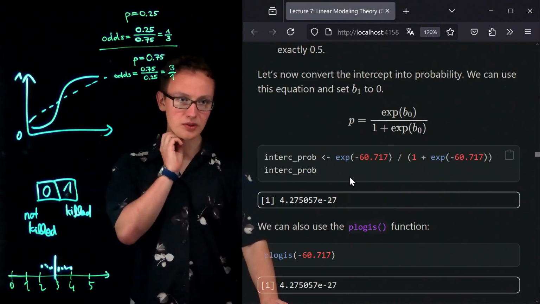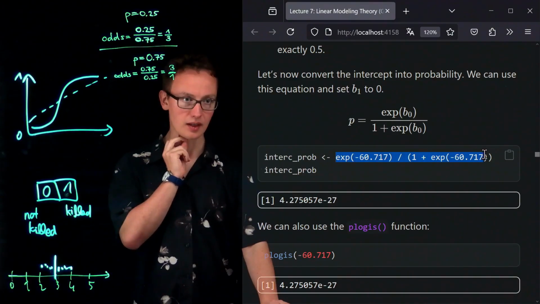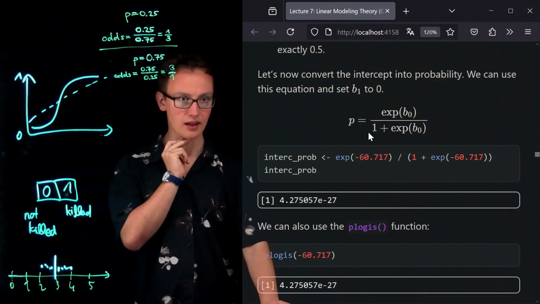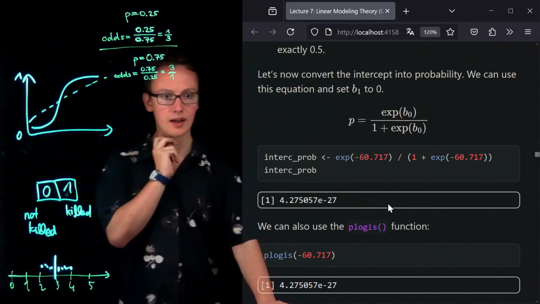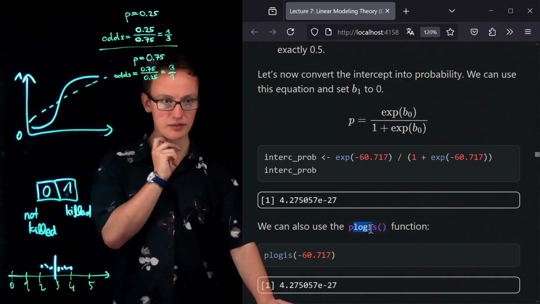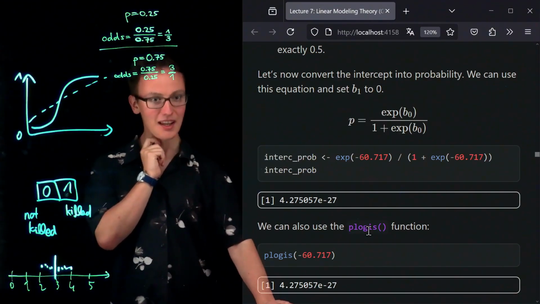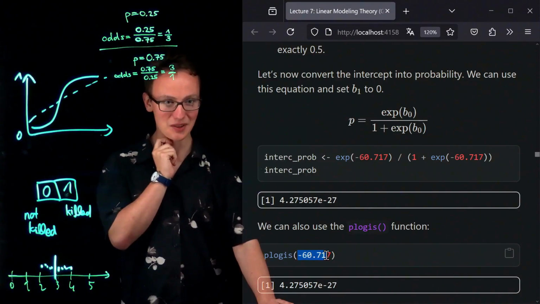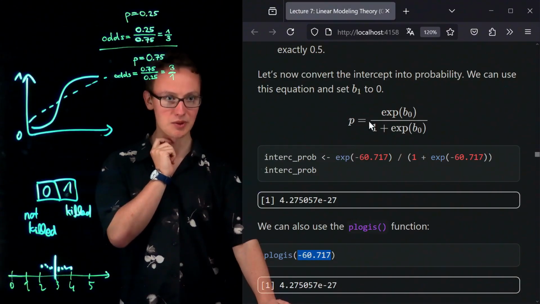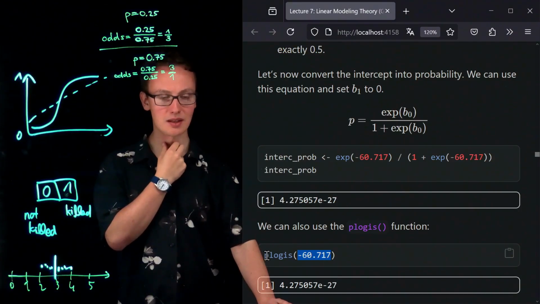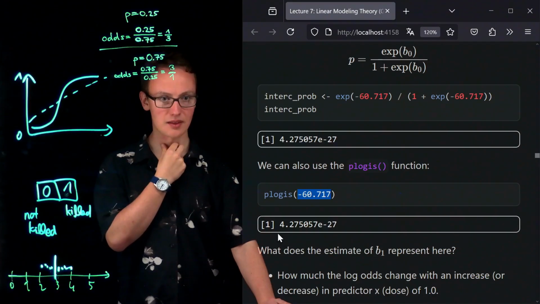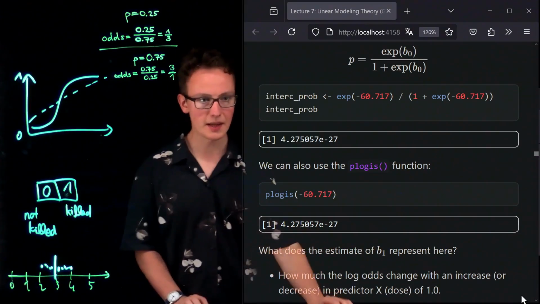Another way to do this calculation here with this exponential divided by 1 plus the exponential would be to use the R inbuilt function plogis. I'm not sure how to pronounce it. But anyway, you can just give it your logit value and it will do precisely this computation for you, to back transform this into a probability, okay? And this will give you the same result here. All right, that's the intercept.